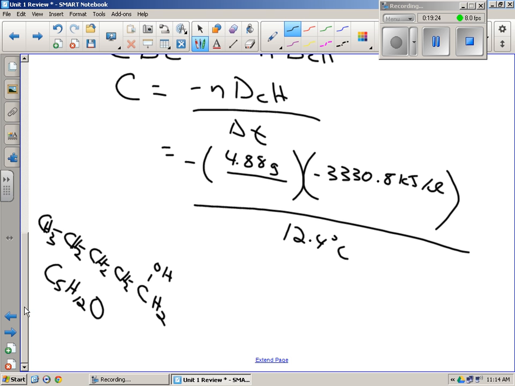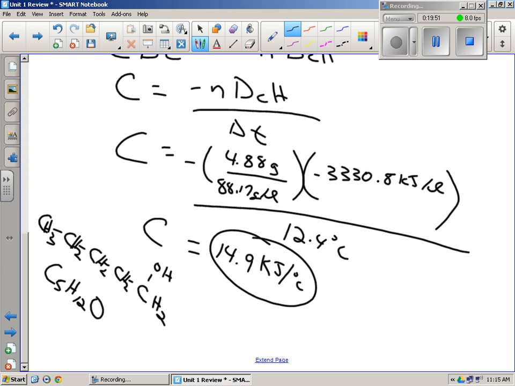So that formula works out to be C5H12O. And I can use that for the molar mass now. 88.17 grams per mole. And when I calculate big C here, be careful what order you're doing this in, and obviously all said and done, you'll get 14.9 kilojoules per degree Celsius. That's the final answer you should get for that.